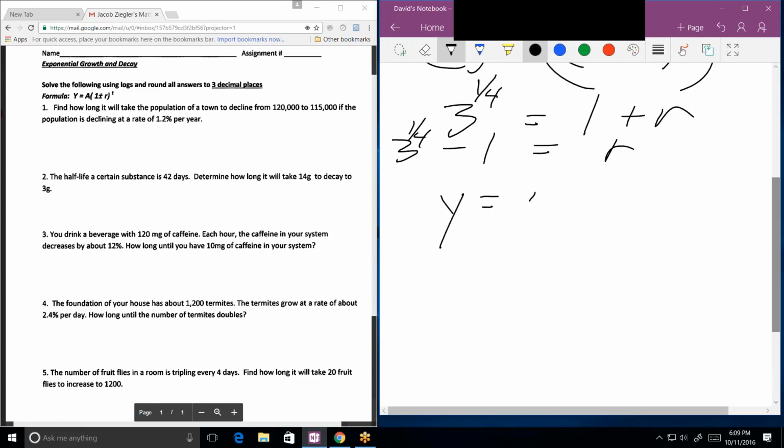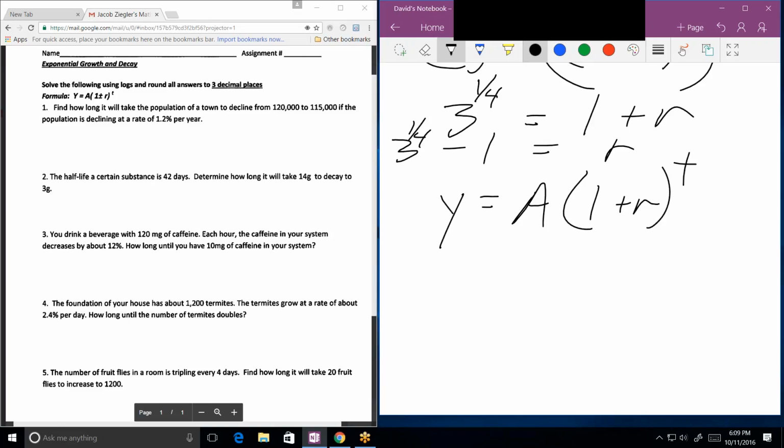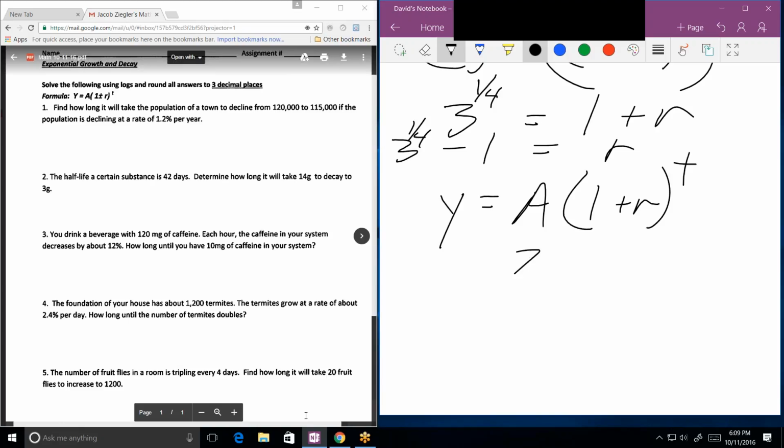Here's the general. We know T is in days. So now just work on the last sentence. A would be 20. Okay. R would be 3 to the 1/4 power minus 1. No, we're going from 20 to 1200. Remember, A is the start, Y is the finish. Y has to be 1200. We're going from 20 fruit flies to 1200 fruit flies.